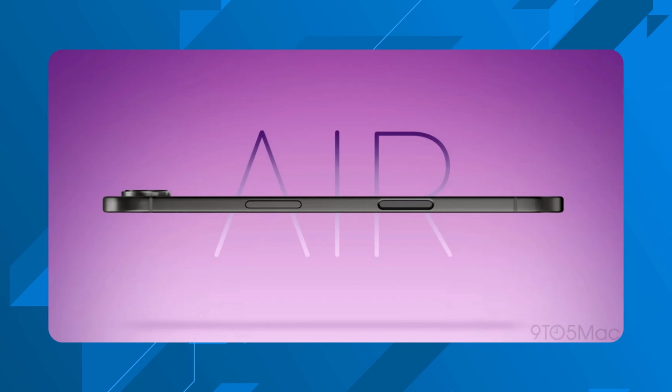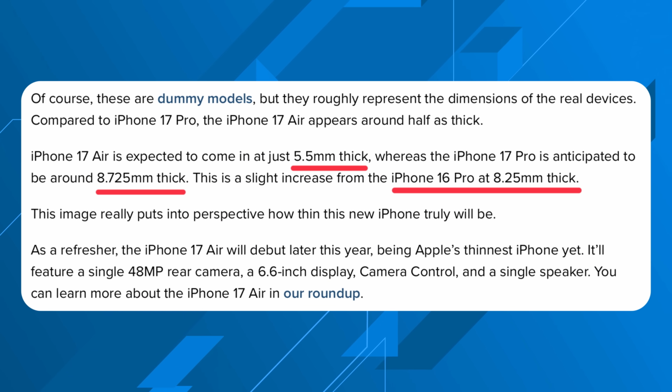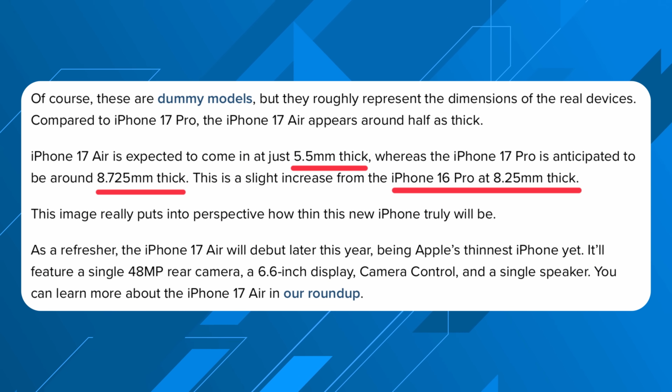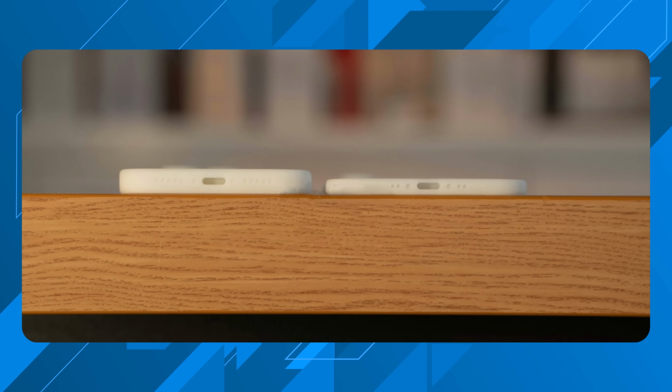The leaks have said that it's going to be about 5.5 millimeters in thickness, which does make it still a little bit thicker than the thinnest point of the new M4 iPad Pro, the 13-inch variant, but still 5.5 millimeters in thickness in such a small form factor is something that I think is going to be very welcome overall for people that want to have the thinnest and lightest phone.